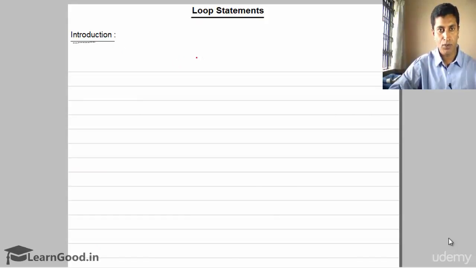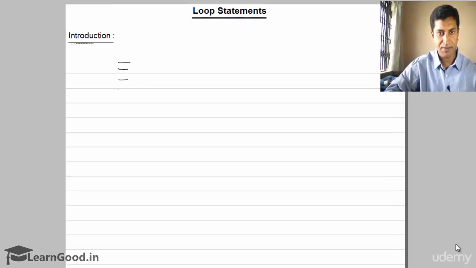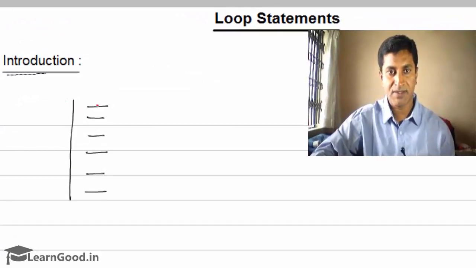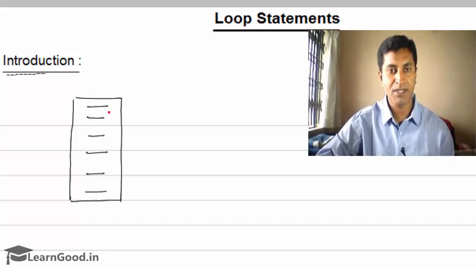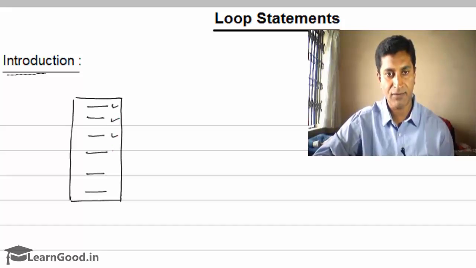We'll see about loop statements. So before we proceed, we'll see what is loop. Now, you'll be having in a program some set of statements, and these set of statements will be executed sequentially. When you start the program, execution starts from the first line. So after executing the first line, it will execute the second line, then the third line, fourth. Sequentially from first line to the last line, it will execute. It will never jump from one line to another line.